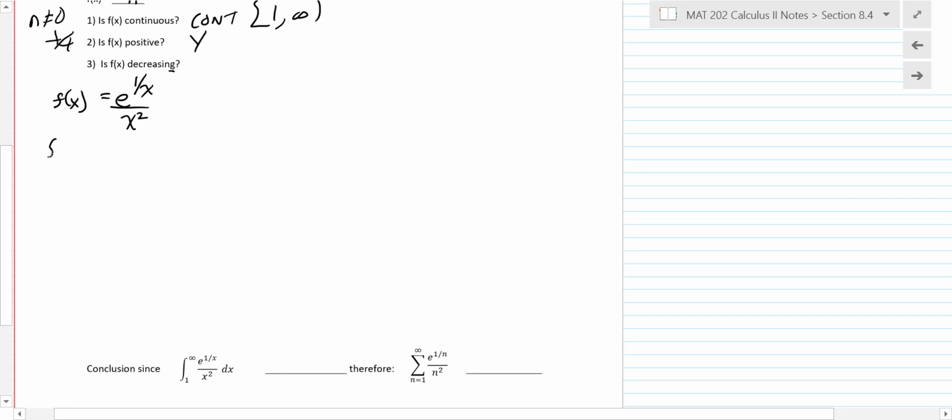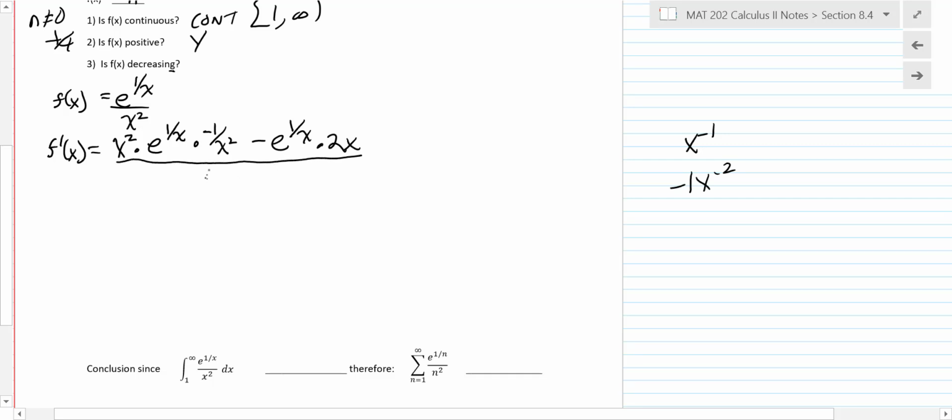Okay, so we're going to do the derivative and a sign chart just one more time on this, just for a little bit more practice. So I'm going to do a quotient rule here, so that's going to be the bottom times derivative of the top. So you'd have that, and then you've got to multiply by the derivative of the exponent. 1 over x is x to the negative 1. So its derivative is negative 1 over x squared. Okay, like that. Then you want to do the top, e to the 1 over x, times derivative of bottom is going to be 2x. And that's going to be all over the bottom squared like that.